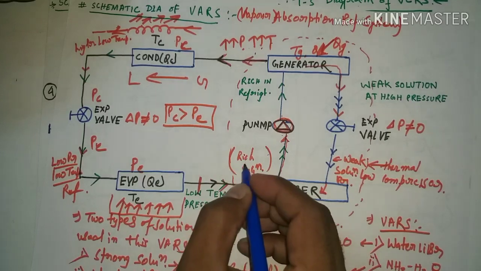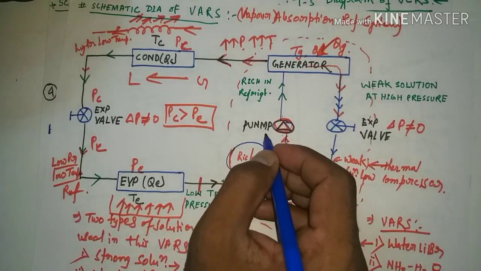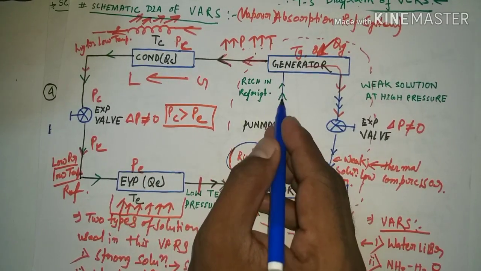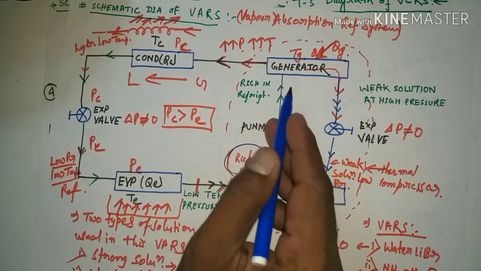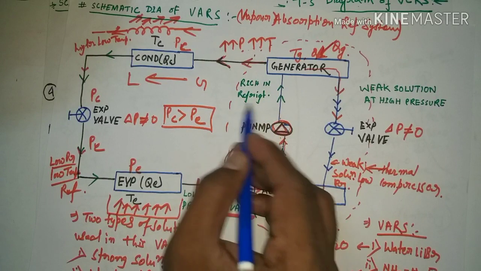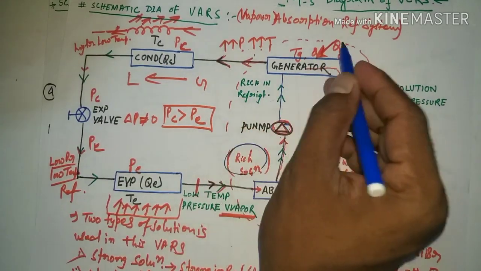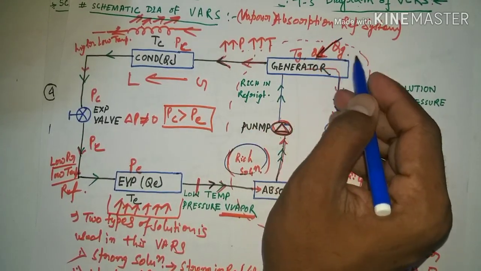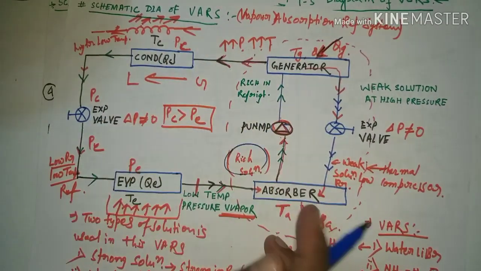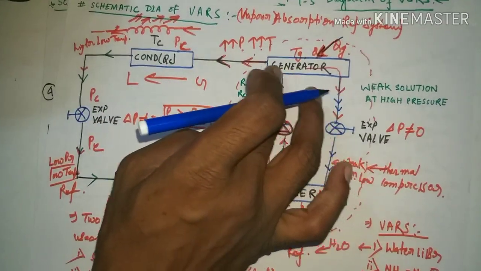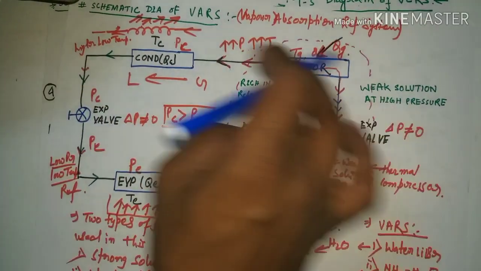By combining this, we make rich solution. The rich solution is again sucked by the pump, and due to the pump, pressure increases. This solution goes to the generator, where we add heat from an external source. By adding heat, temperature increases, and pressure increases due to the pump, and again this entire circuit is completed.